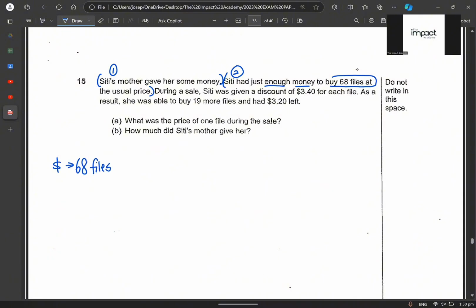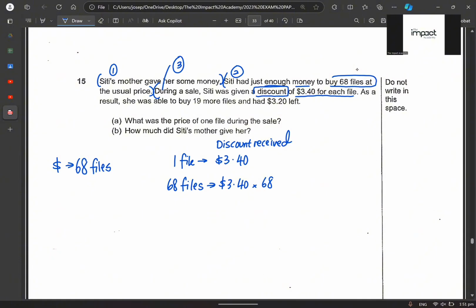So we are just going to write this first. Now, during a sale, Siti was given a discount of $3.40 for each file. The discount received for one file is $3.40. How many files did she purchase? She purchased 68 files. So we are looking at a discount of $3.40 times 68, and that gets me to an answer of $231.20. This is the discount that she is getting.